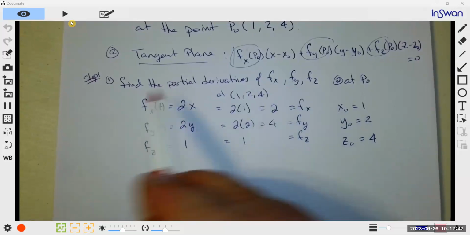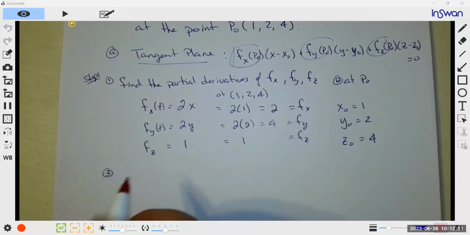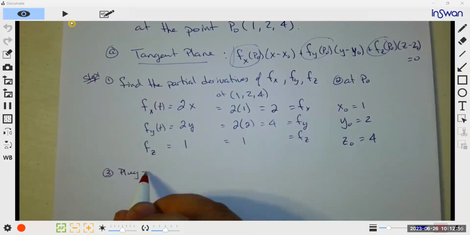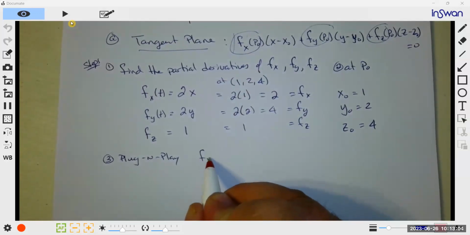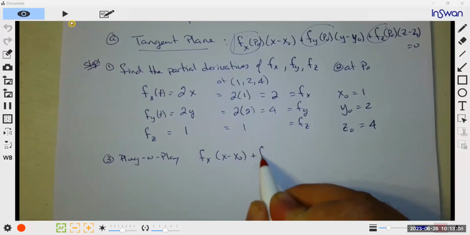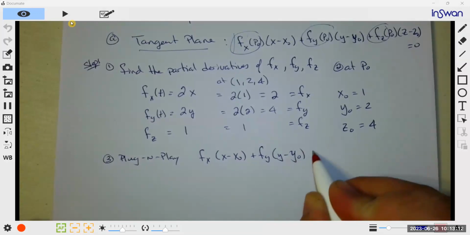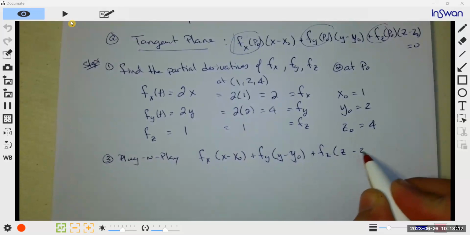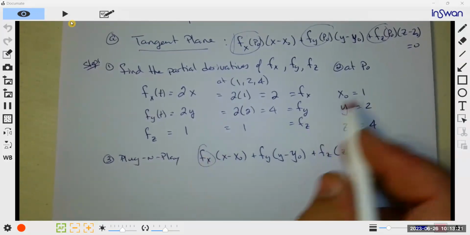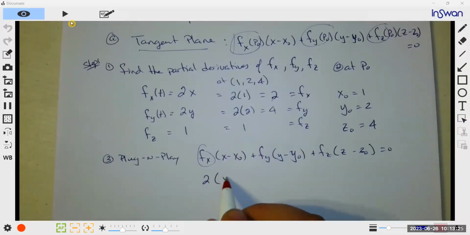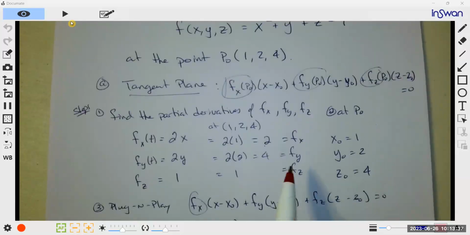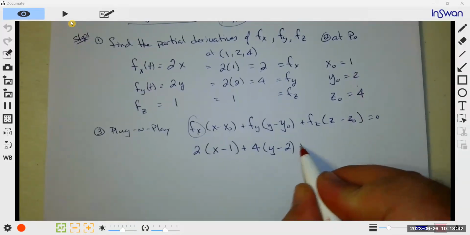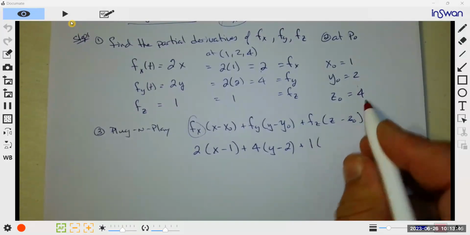All right, so now we defined f of x. So now, plug and play. f sub x times (x minus x sub 0), plus f sub y times (y minus y sub 0), plus f sub z times (z minus z sub 0), equals 0. So the partial of f with respect to x is 2, and x minus the x sub 0 value is 1. The partial with respect to y is 4, and the y sub 0 value is 2. Plus f sub z is 1, and z sub 0 is 4.